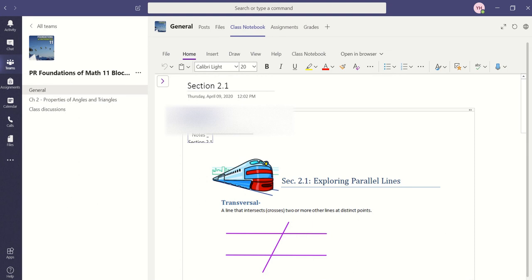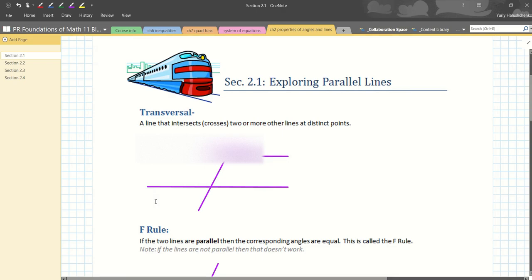If you right-click on the file here that you see, you can save it as, and then you can print it if you want a hard copy. Now you can also open this in the browser, or you can open this in the app if you downloaded the OneNote app. I'm going to open this in the app because it's more versatile than the Teams version here or the browser version. But if you just want to view them, then you can just look through the notes. So let's take a look at Section 2.1. So, exploring parallel lines.